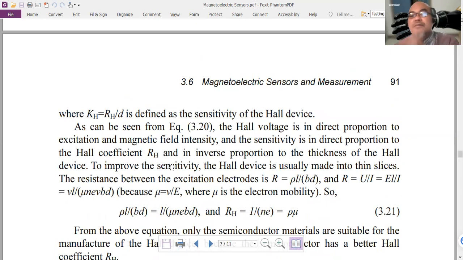And it is inversely proportional to the thickness of the Hall device. So you could increase the sensitivity by decreasing the thickness. The thinner the Hall device, the more sensitive the Hall sensor is towards the magnetic field. That's why, to improve sensitivity, it is usually made into thin slices.